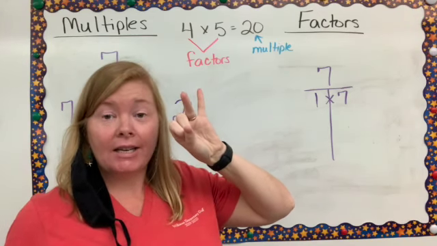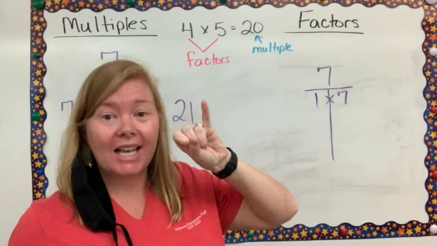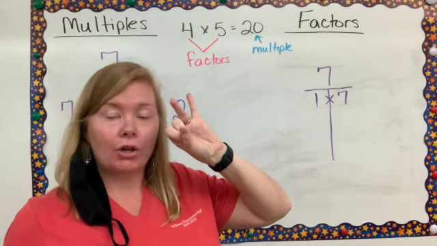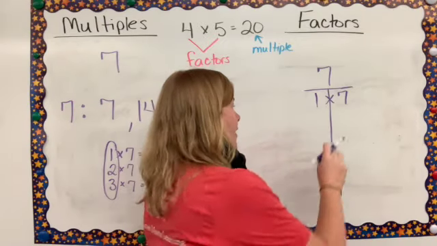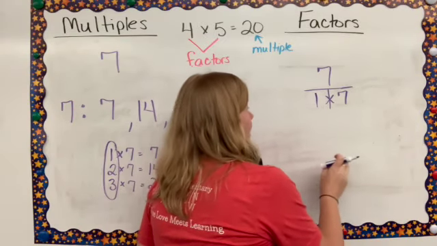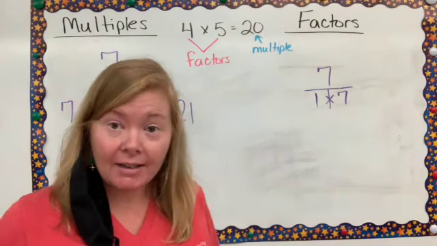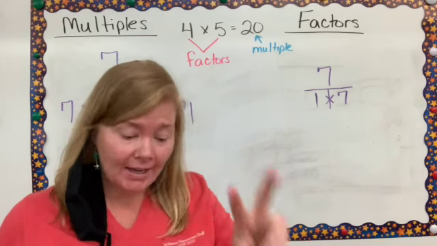5, 10, nope. 6, 12, nope. 7, well, we already have it, so we're there. So what does that mean? That means that 7 only has 2 factors.